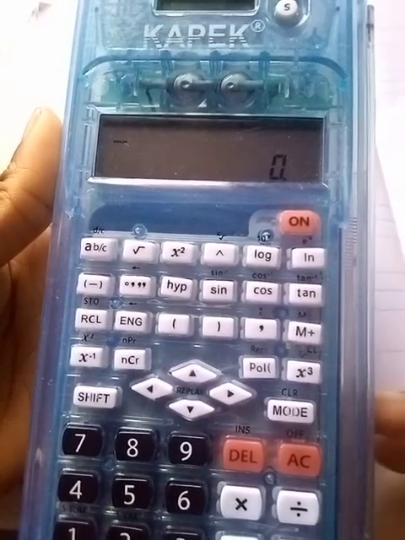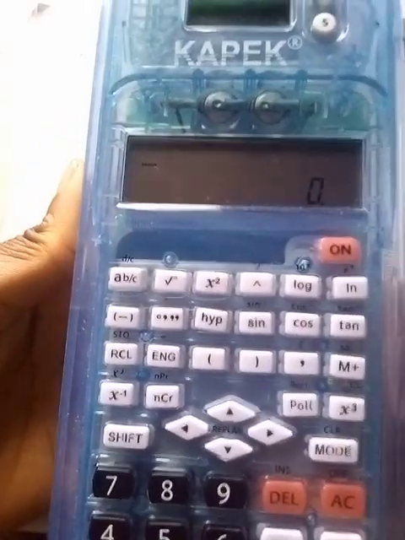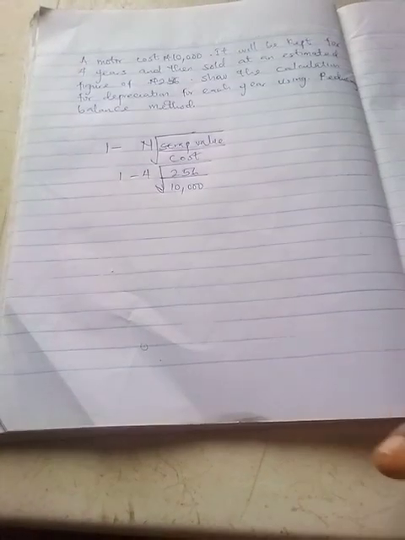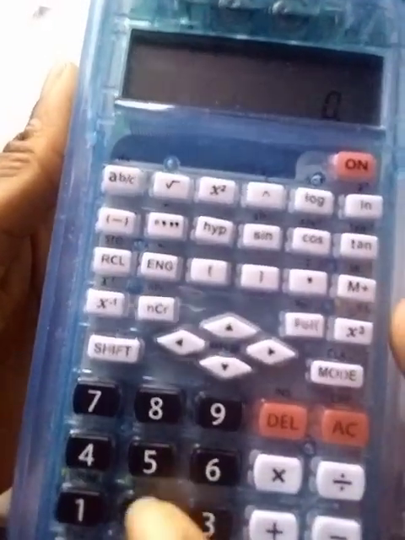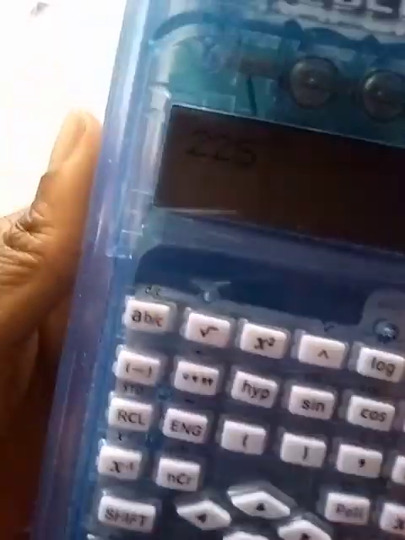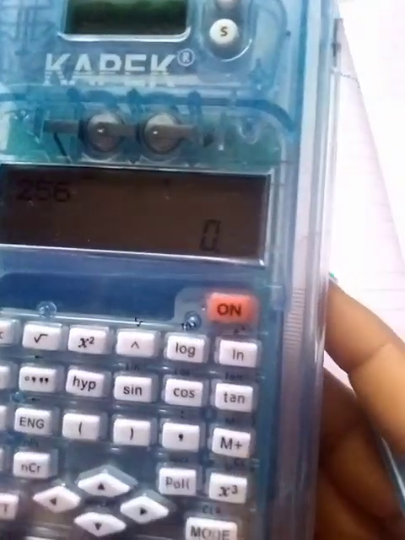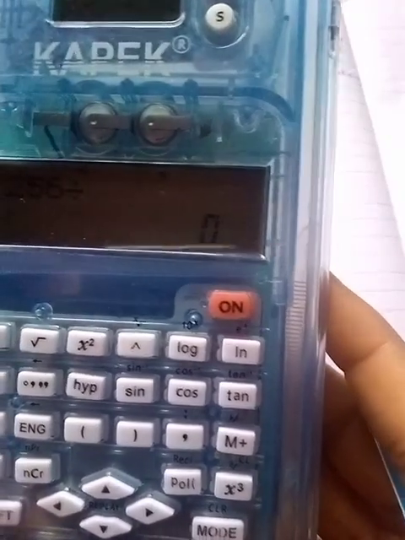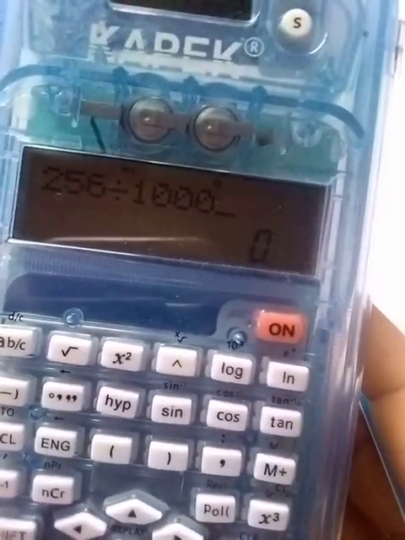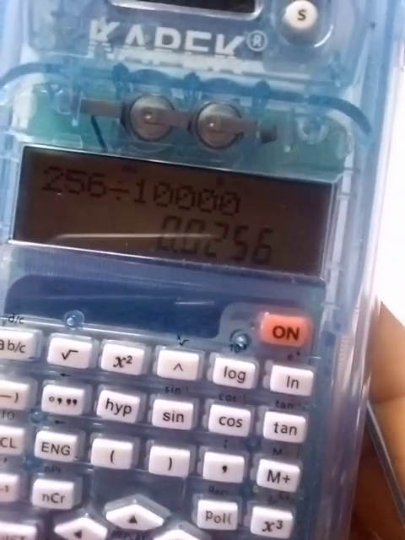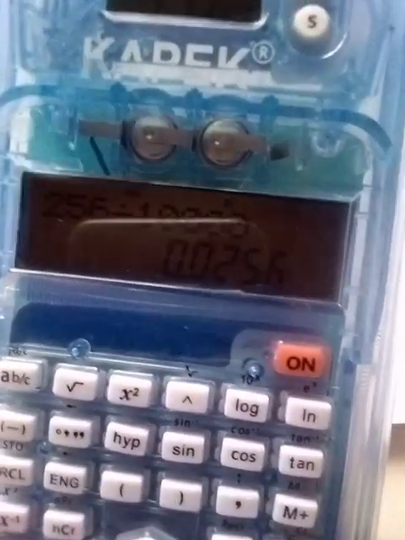So we punch our calculator to get our rate. Like I explained in the previous one, the first thing we are going to do is deal with what we have in the root, which is 256 over 10,000. So we are going to press 256 divided by 10,000. So we have 0.0256.